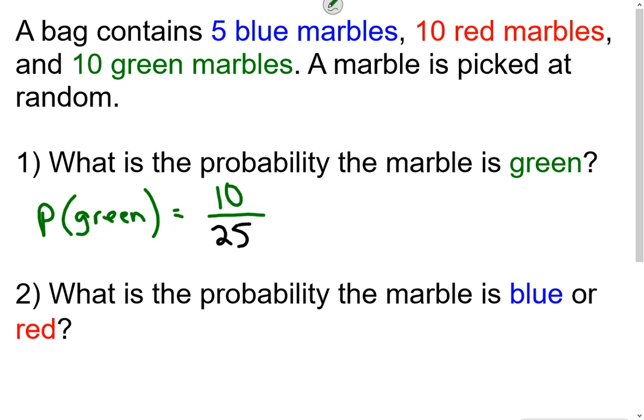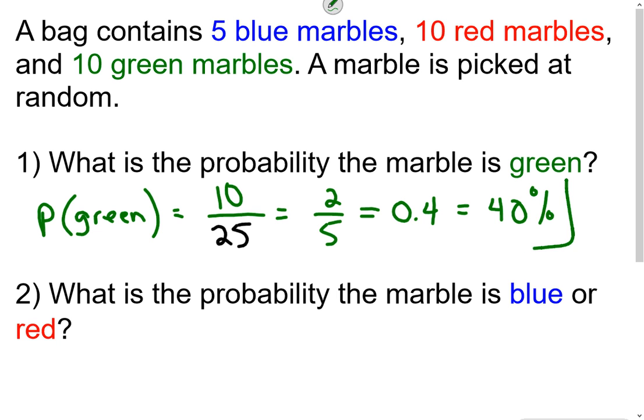I'm at 25. Technically, that's my probability, but we would never leave it that way because we'd want to simplify it. I look at this, and both of them are divisible by 5. 10 divided by 5 puts me at 2. 25 divided by 5 puts me at 5. So I could leave my probability as that ratio of 2/5. I could turn this into a decimal. 2 divided by 5 puts us at 0.4. Or I could turn it into a percent. If it's 0.4, remember, that's the same thing as 40%. So any one of these would be our answer for the probability that the marble is green.